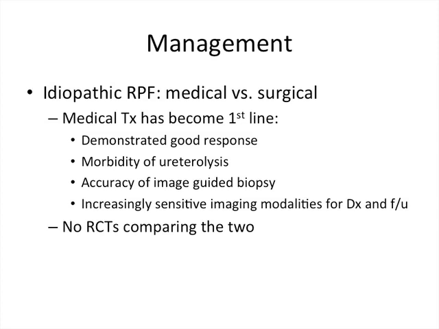The treatment for idiopathic retroperitoneal fibrosis has changed considerably in the last 10 years or so. It's now basically centered on medical therapy as the first line, and this is really based on the perceptions of medical therapy having a good response, the increased morbidity associated with ureterolysis, and the accuracy of guided biopsies and increasingly sensitive imaging. It's worth noting that there's no randomized control trial comparing the two, but this is mostly based on the perception described.